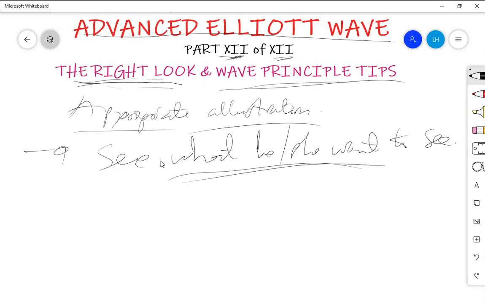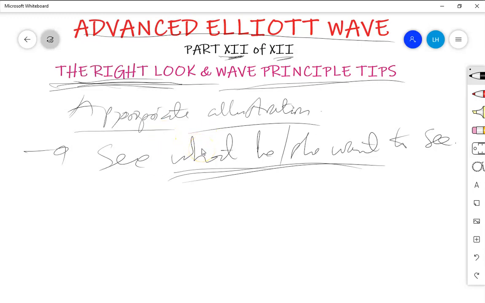So if you see what actually is taking place in the market, it's what we call the right look. But if you see what you want to see, that will be the wrong look. That's what we call the wrong look. So we're supposed to have a right look. So now, how can you have that right look, or how can you attain that ability to have a right look?